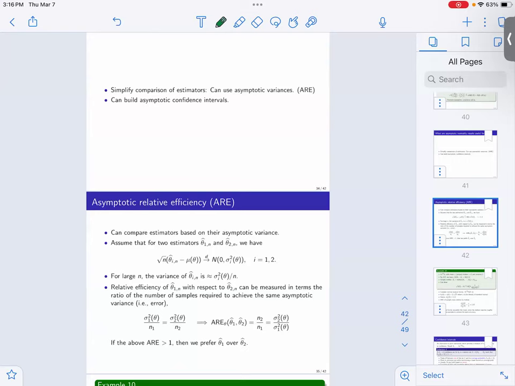Any questions? Okay, so hopefully we continue next time. And then the last chapter would be about hypothesis testing. So let's see how things go.